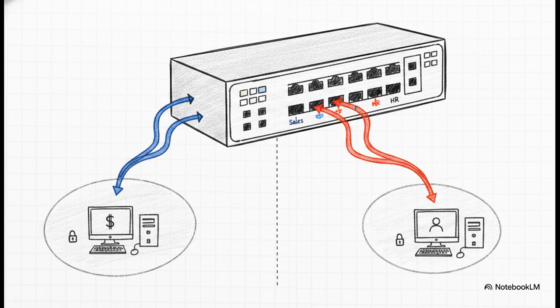You can plug a sales PC into port 1 and an HR PC into port 2 on the exact same physical hardware, and their traffic will never, ever mix. As far as those computers are concerned, they're on entirely different networks in entirely different buildings.